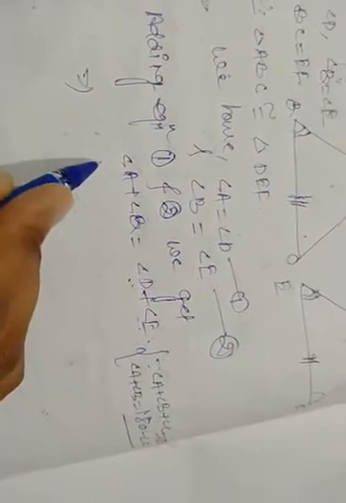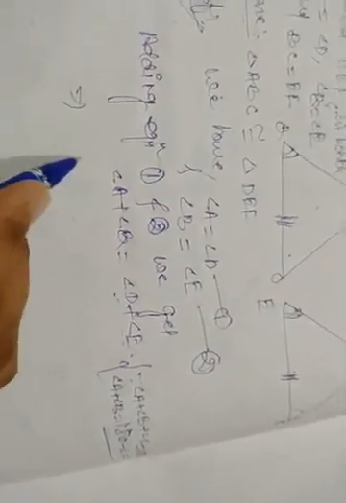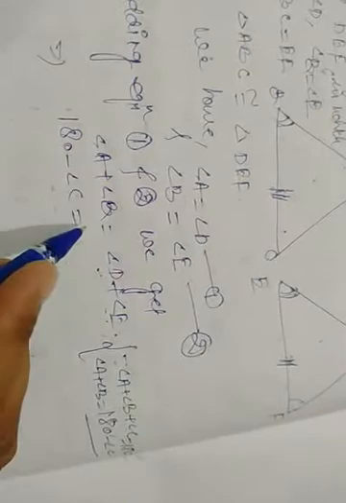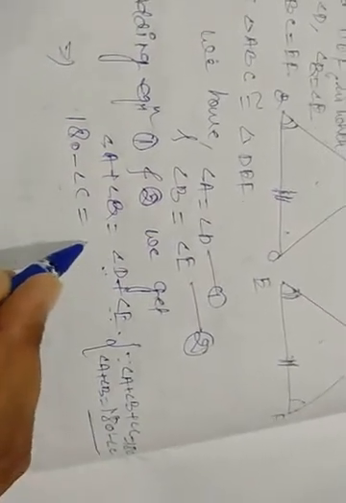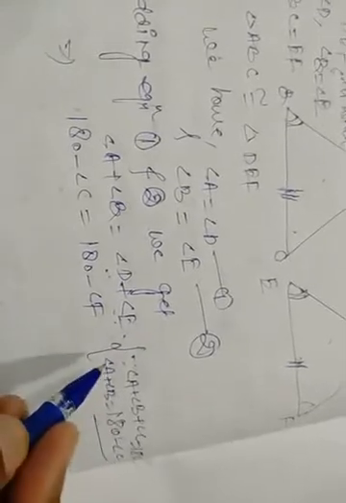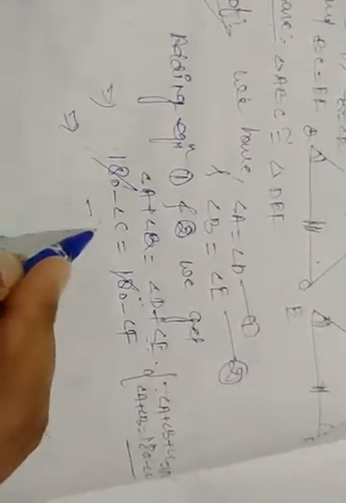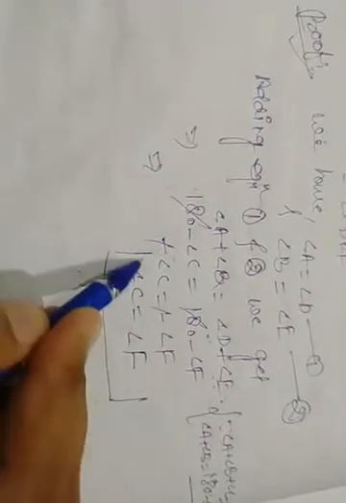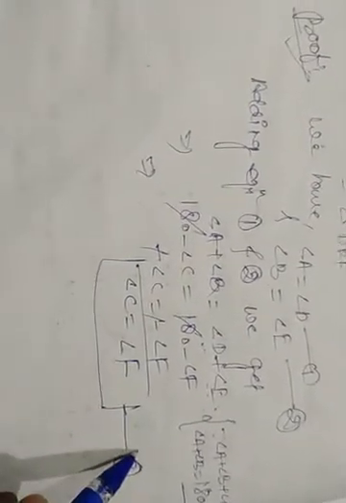So here we write 180 minus angle C is equal to 180 minus angle F. The 180s cancel each other, and we have minus angle C is equal to minus angle F. The minus signs cancel, so we get angle C is equal to angle F. Take this as equation number 3.